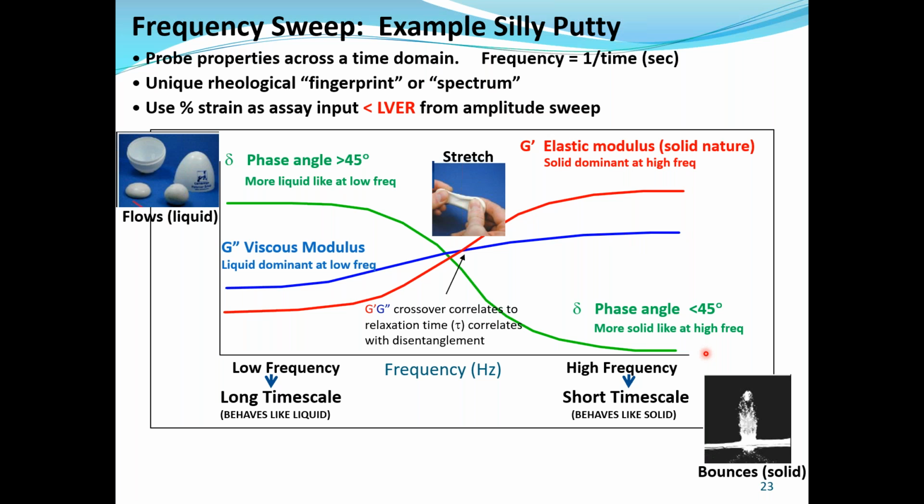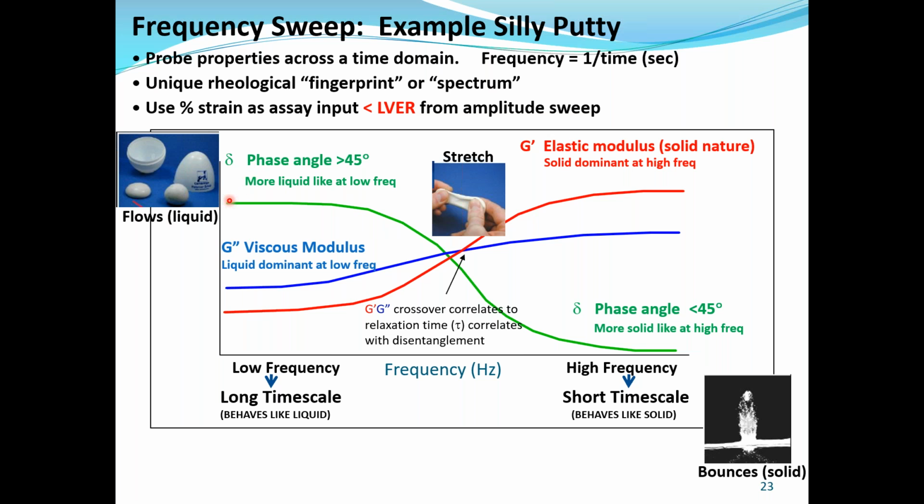And this is exemplified by taking the same silly putty, rolling it into a ball, and letting it drop on the table. That silly putty will bounce. That event of hitting the table is a high frequency event. It's a short time scale. And silly putty is acting as a viscoelastic solid at high frequency. Another way of evaluating the nature of the material is by the phase angle. And we'll talk about what that really means in a few minutes.